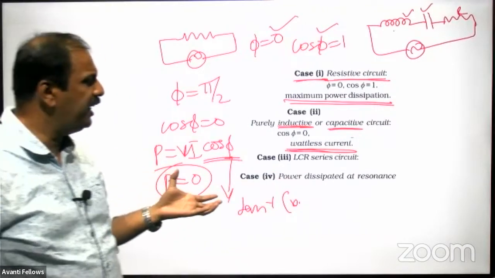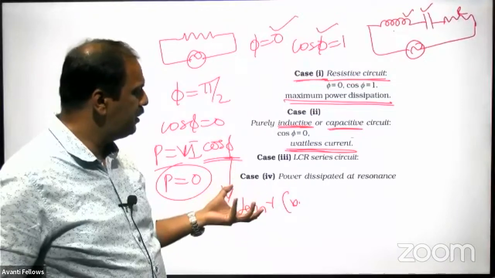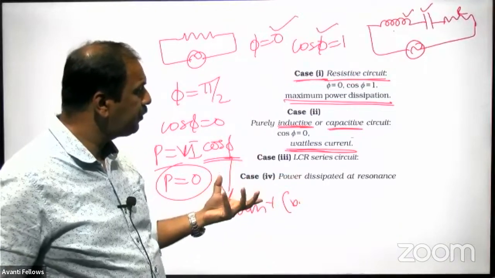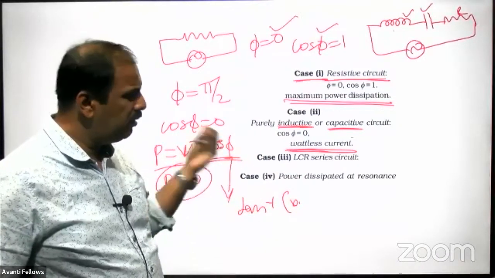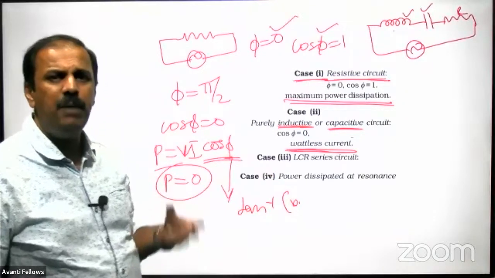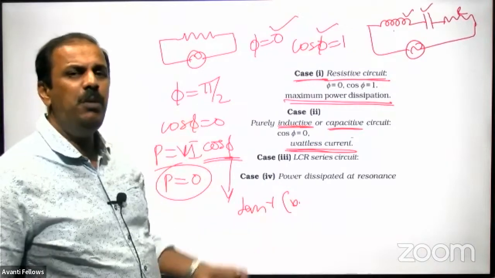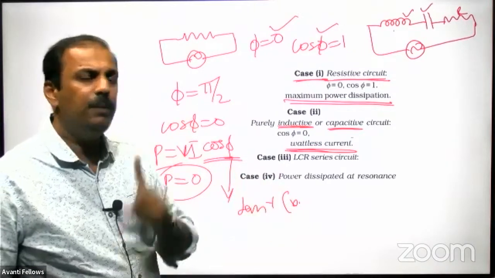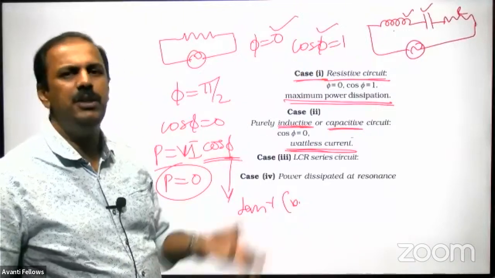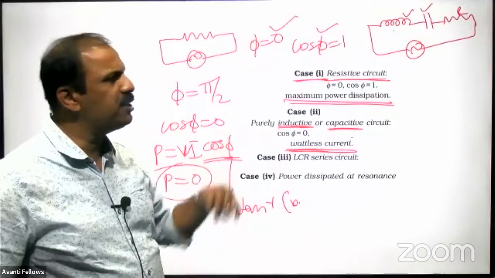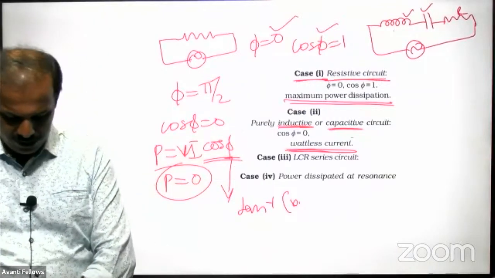So when the resonance is taking place, what is the meaning of that? Resonance taking place means this cos phi will be maximum, or the power dissipation will be maximum. So what happens to the power dissipation at resonance? Simple answer: the power dissipation will be maximum at resonance. There also the power dissipation happens in the resistor only. So in an LCR circuit, whether it is in resonance or not, in every case the power dissipation happens across the resistor only, not across the capacitor or the inductor.